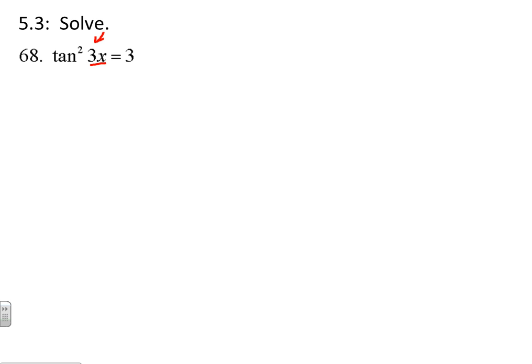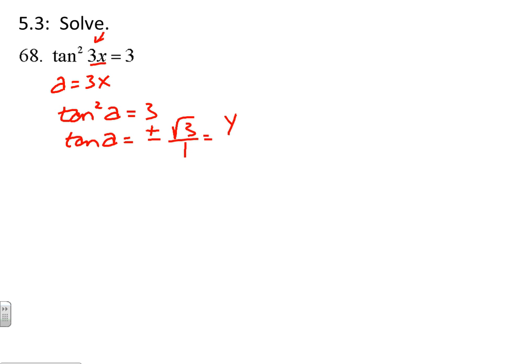So I'm just going to do a little substitution here. I'm going to say a is 3x, and I'm going to work with something I'm more comfortable with. Tangent squared of a is 3, and I'm going to figure out what a should be and see where we can go from there. So that means tangent of a is, careful, plus or minus square root of 3, but I like square root of 3 on 1. That means the y and x values are in ratio of root 3 to 1, positive or negative. Well, that's long y, short x.